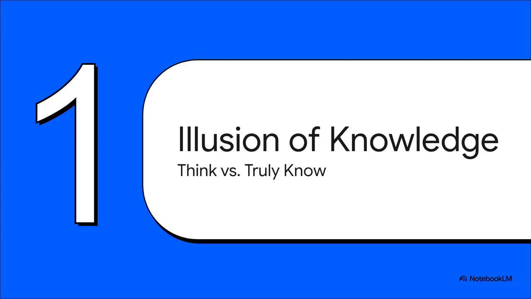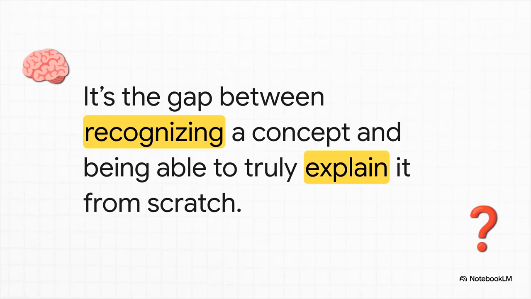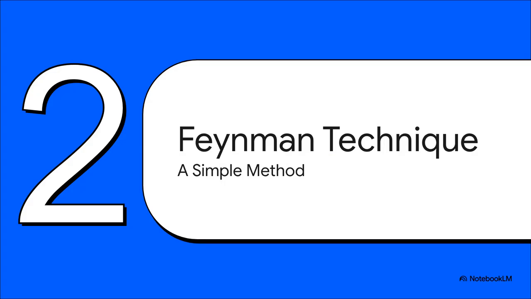It's this sneaky little mental trap that tricks us into thinking we get something way better than we actually do. And here's the key distinction. See, recognizing something is passive. It's easy. You see a term, a formula, and your brain goes, oh yeah, I've seen that before. But truly knowing something, that's active. It means you can build that idea back up from zero, in your own words. That huge gap between recognizing and explaining, well, that's where real learning often falls apart. So the big question is, how do we bridge that gap?